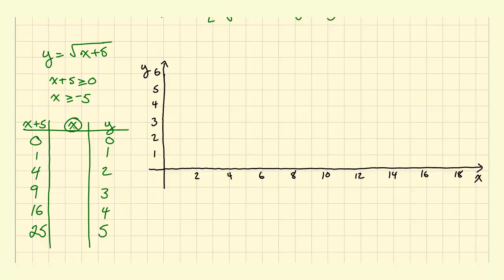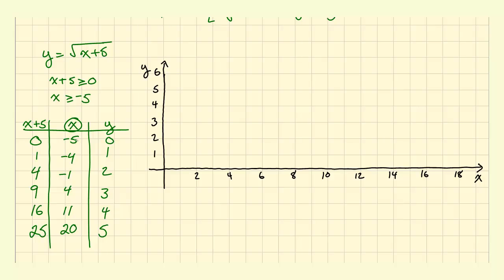Well, what's the value of x such that if I add 5 to it, I get 0? We know that has to be negative 5, because negative 5 plus 5 is 0. And negative 4, because negative 4 plus 5 is 1. And negative 1, because negative 1 plus 5 is 4. And 4 plus 5 is 9. And 11 plus 5 is 16. And finally 20 plus 5 is 25.